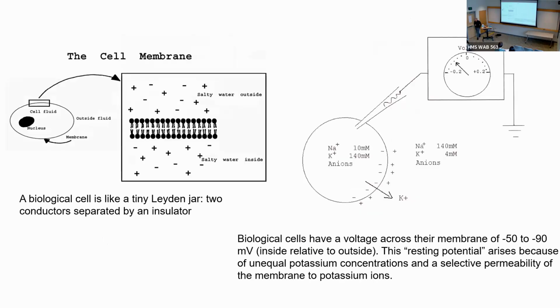Okay, so now let's get into the science here. So, the essence of the way neurons work, and actually all biological cells, is that they're basically like little Leyden jars, because they are conductors made by salt water, salty solutions inside and outside, separated by an insulator, which is the biological membrane. And so you can charge up the voltage inside the cell across the membrane.